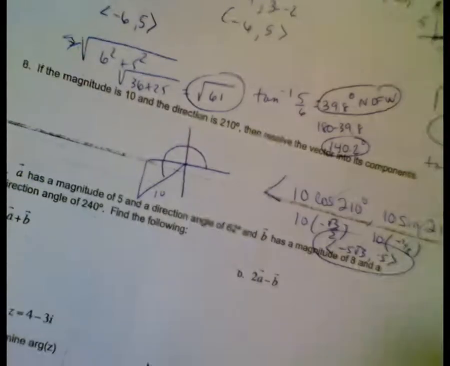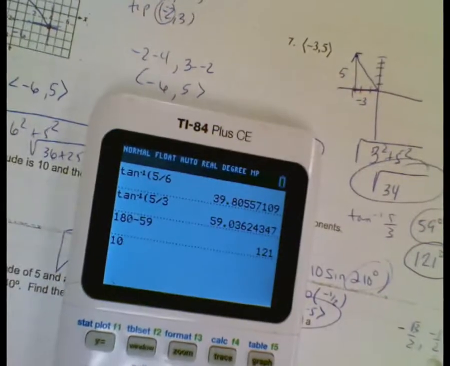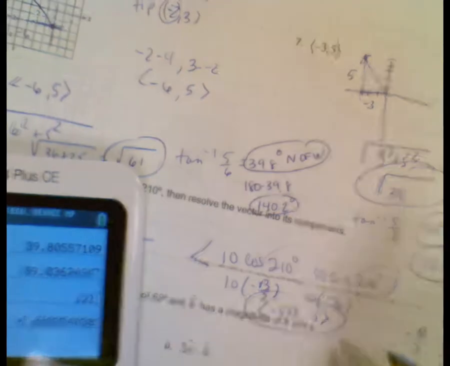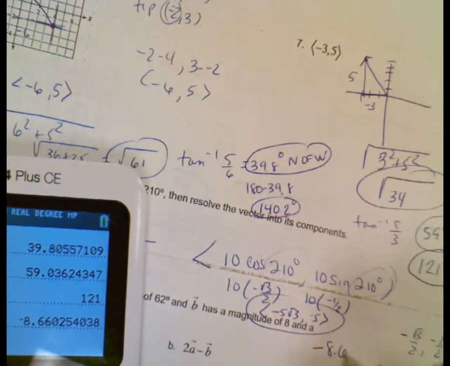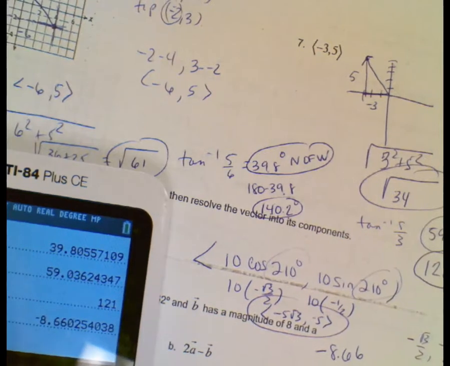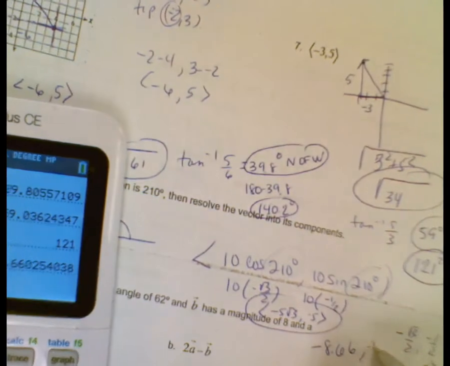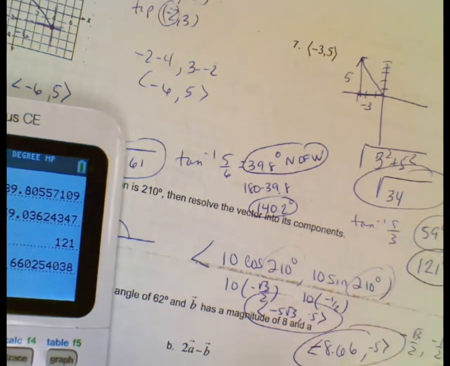And number 9. Oh, if you did that on the calculator, let's see, what would it be on the calculator? 10 cosine 210. Negative 8.66. And then 10 times negative 1/2, that should be negative 5. So this is what it looks like as a decimal.